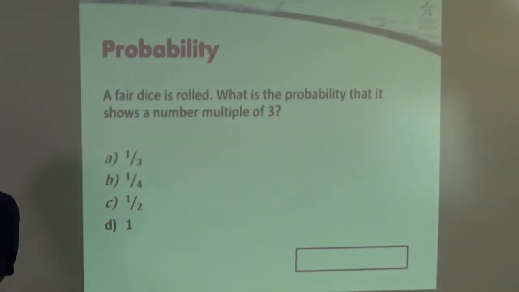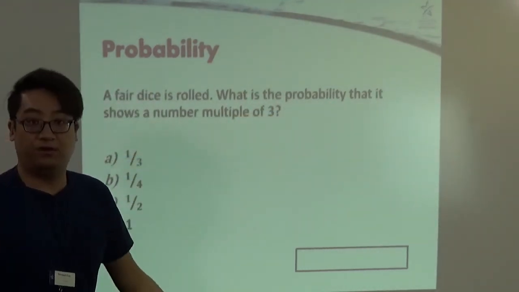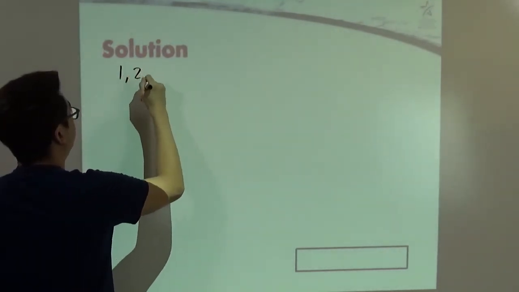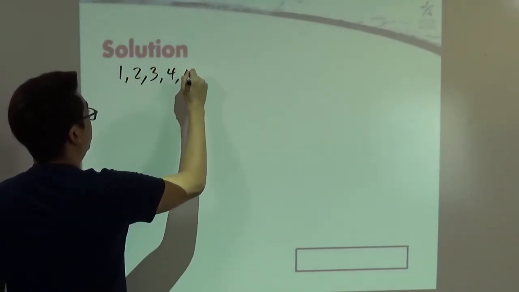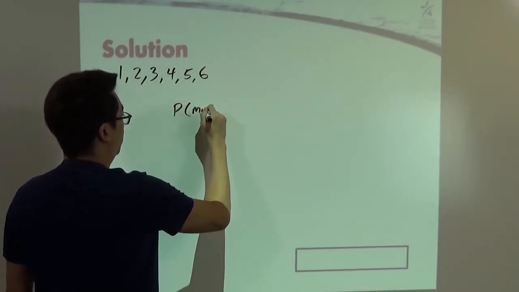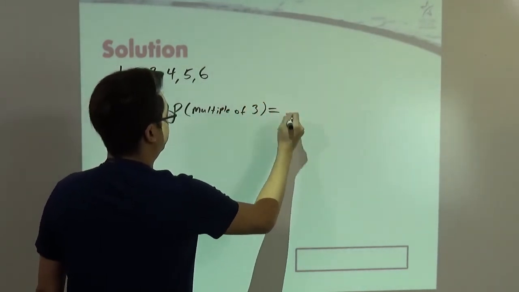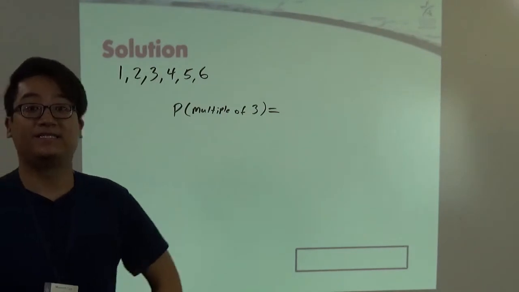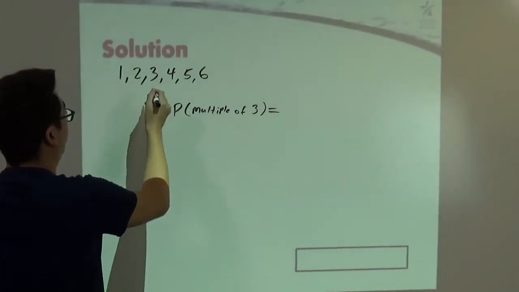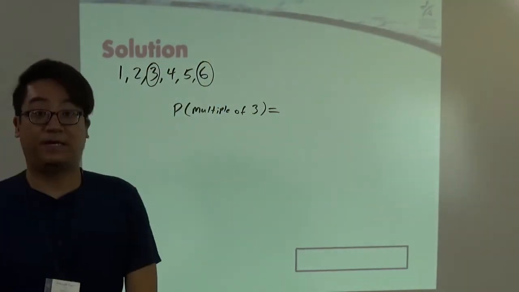So another one. We know the fair dice. This time, what's the probability that it shows a number that is a multiple of 3? Multiple. So let's do the same thing. We have the sides of our dice. So this time it's the probability of it being a multiple of 3, right? A multiple of 3 is any number that can be divided by 3. So we look at the numbers we can divide by 3. We know we can divide 3 by 3, and we can divide 6 by 3, right?